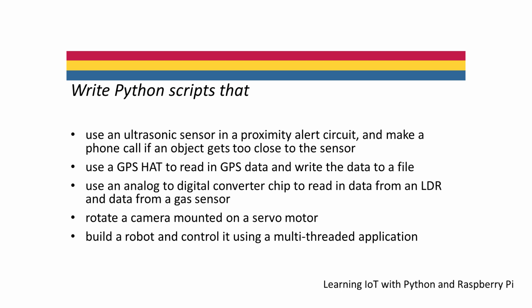Another IoT project involves using an ultrasonic sensor in a proximity alert circuit and making a phone call if an object gets too close to the sensor. A GPS hat is used to read in and store GPS data. An analog to digital converter chip is used to read in data from a light-dependent resistor circuit and data from a gas sensor circuit. A servo motor is used to rotate a camera. The final project involves building a robot driven by a quadruple half-H driver chip and controlling it using a multi-threaded application. In addition, an explanation of how to use SSH and VNC to remotely control the Raspberry Pi is included.